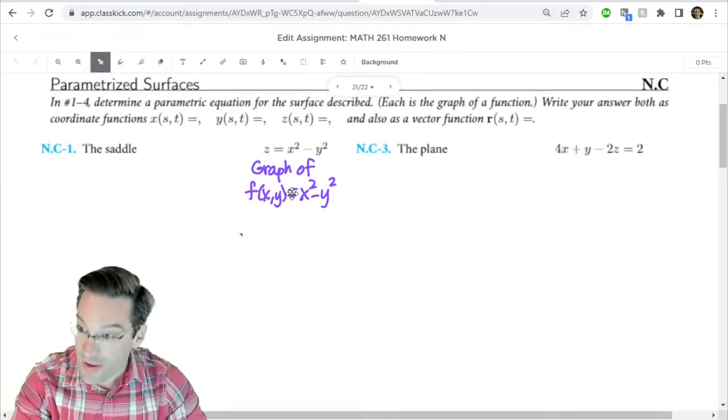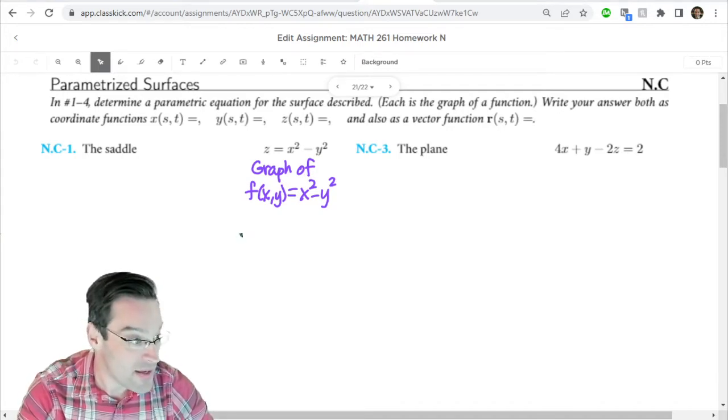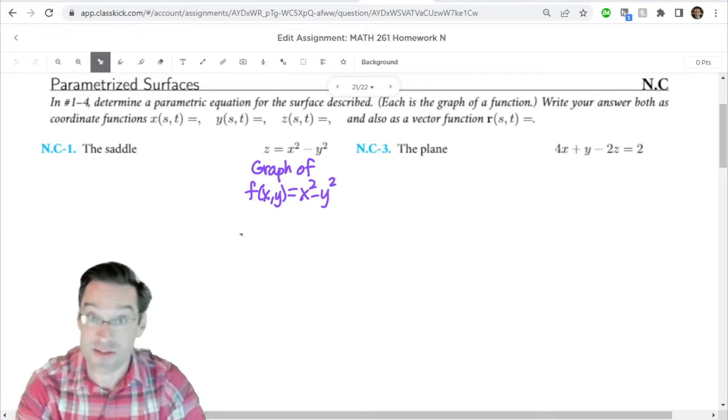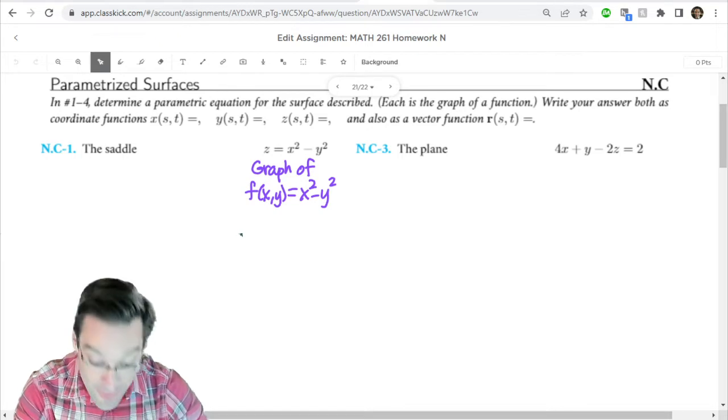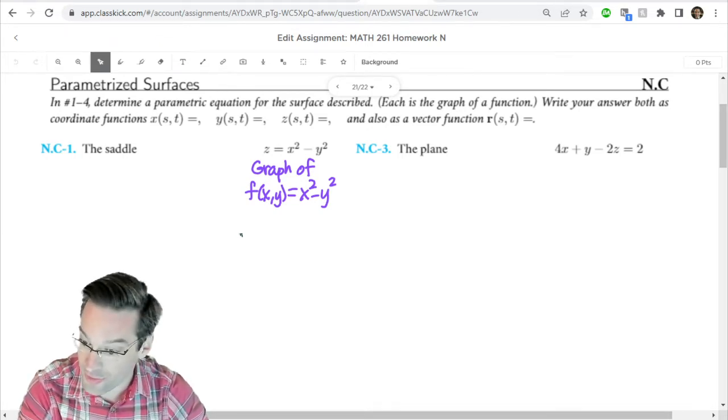And so any graph of a function can be parameterized just by taking my parameters to be the independent variables to my function. In other words, my function takes two variables x and y, and those two variables can parameterize the surface that is the graph of the function.